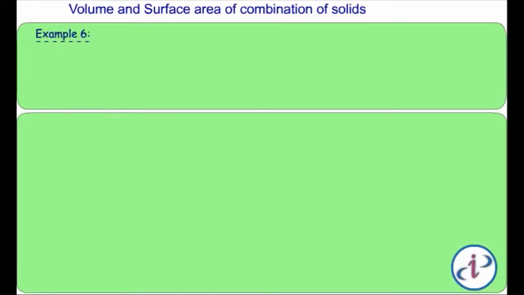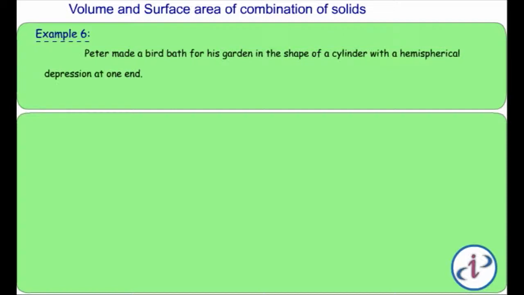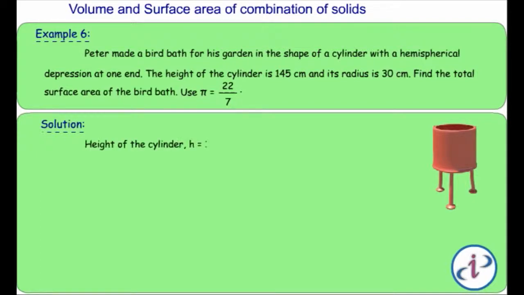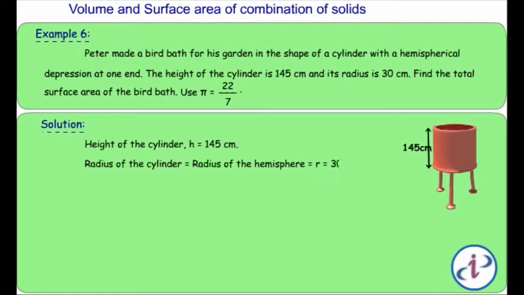Example 6. Peter made a bird bath for his garden in the shape of a cylinder with a hemispherical depression at one end. The height of the cylinder is 145 centimeters and its radius is 30 centimeters. Find the total surface area of the bird bath. Solution. Height of the cylinder h is equal to 145 centimeters, and radius of the cylinder and radius of the hemisphere is equal to r, which is 30 centimeters.